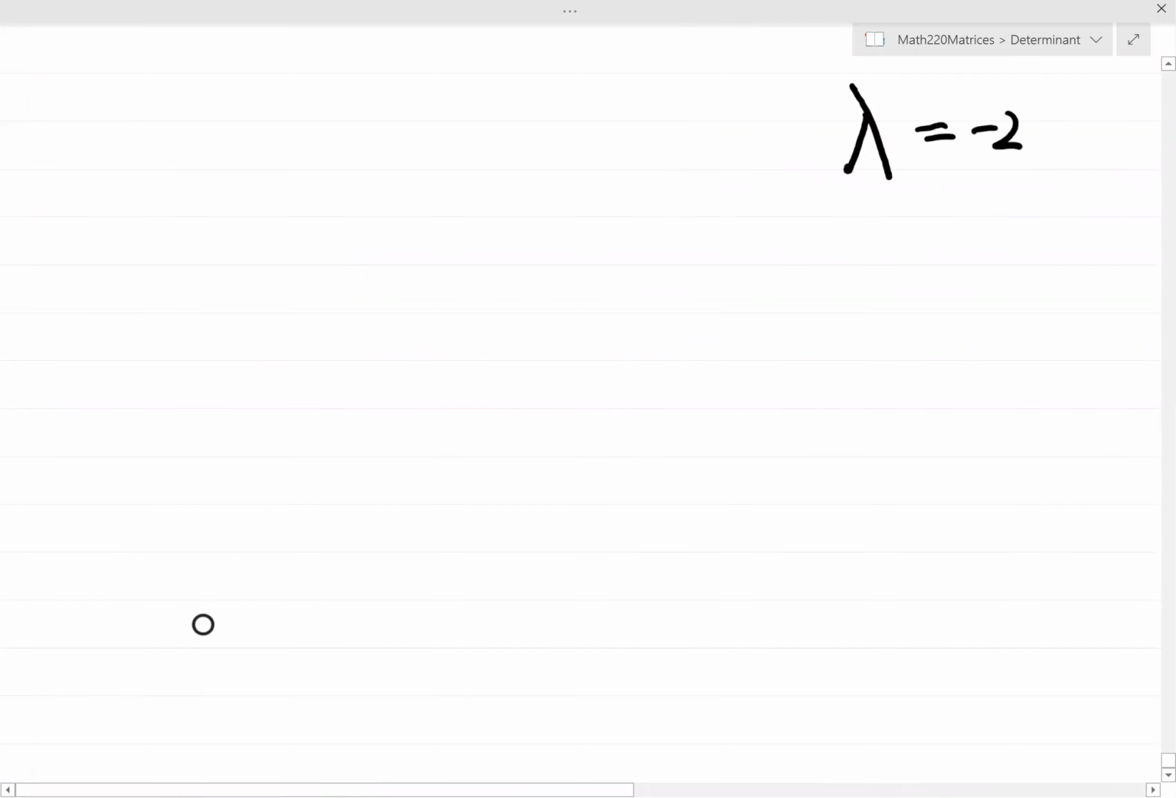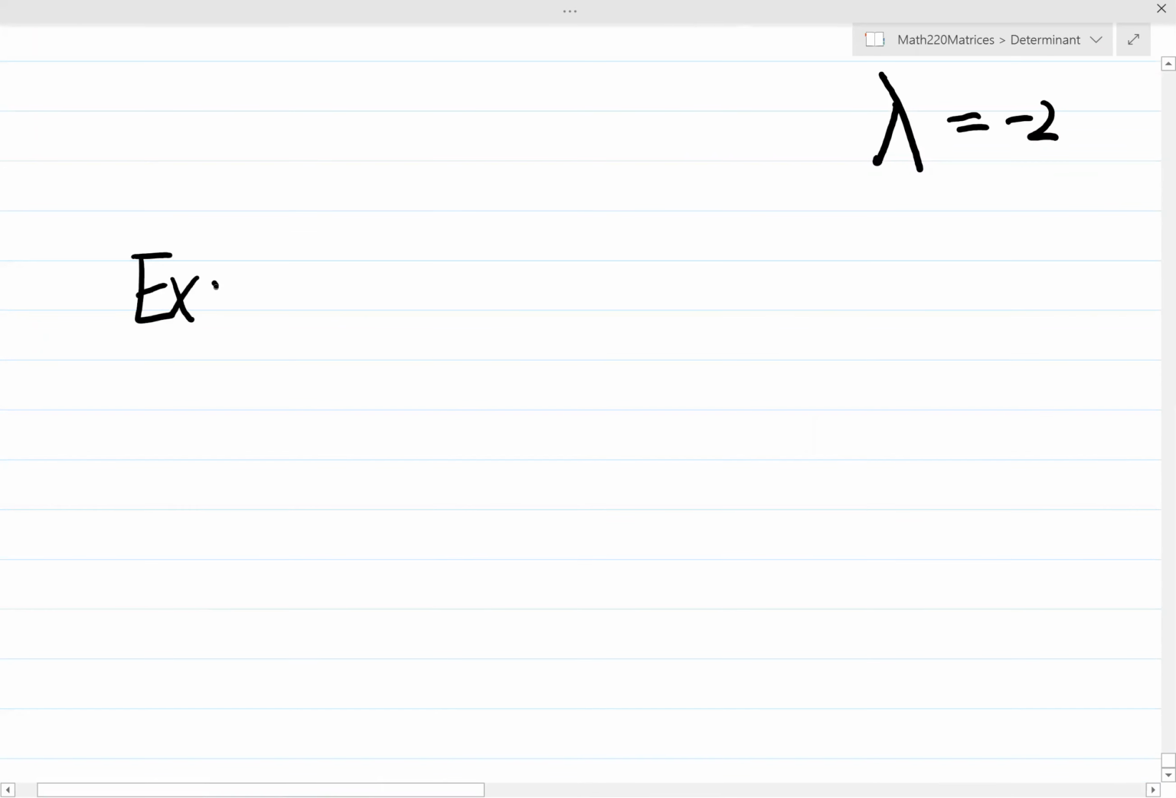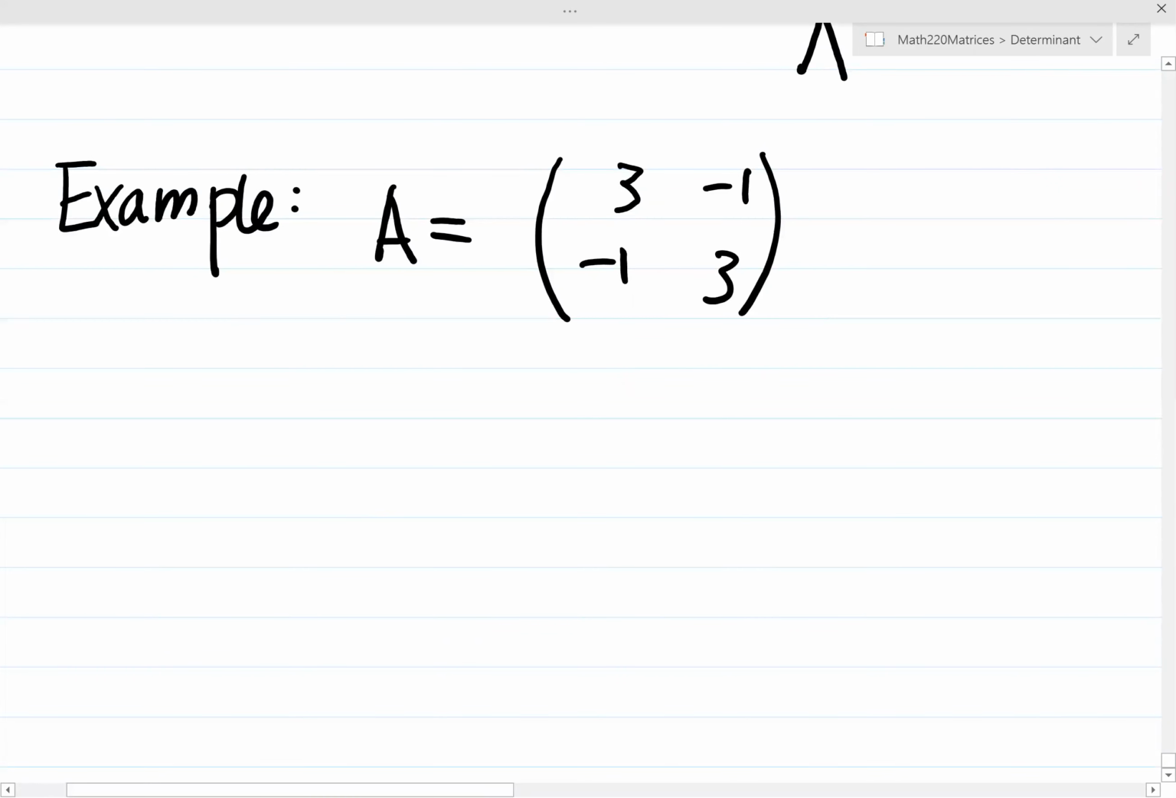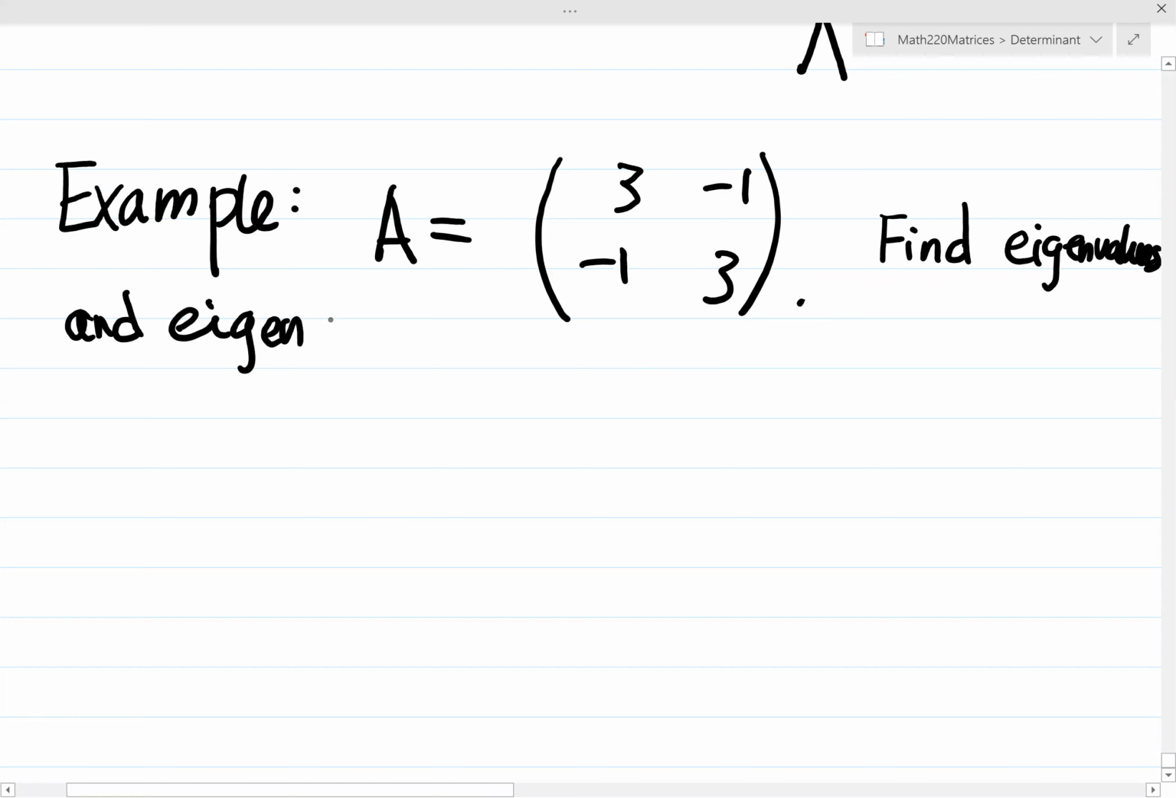Let's see this example. Let's assume this matrix A, a 2 by 2 matrix: 3, 3, -1, -1. We find its eigenvalues and eigenvectors of A.